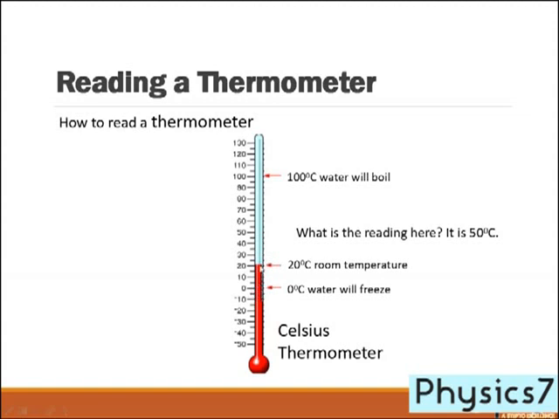So that's how you would read a thermometer: just aligning your eyes along the level of the liquid in the thermometer and then looking at the corresponding value in terms of the reading in degrees Celsius.